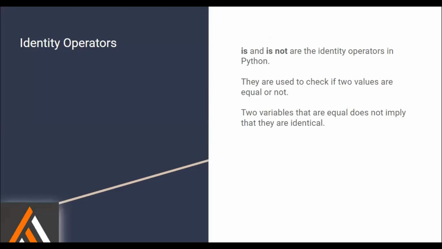So we are at the topic of identity operators. This is the last operator in the collection of all operators in Python. So identity operators help us to match any entity with another. So it is like giving the identity of one value to another value. So there are is and is not. So we'll check it on the Python shell.